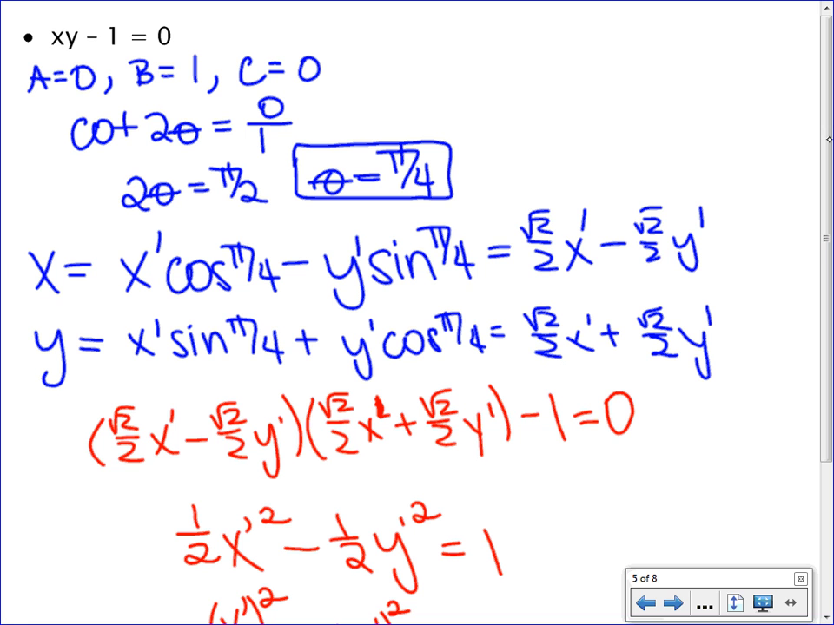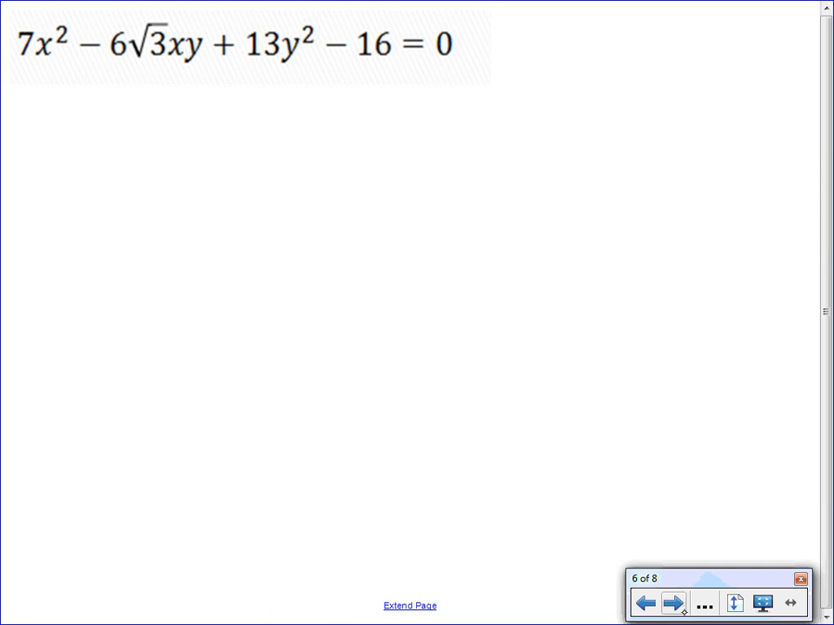Cotangent, that's how we found our angle. Okay. Cotangent of 2 theta, A minus C over B. That's how we found our angle. Then we used our x y substitutions. X prime cosine theta minus y prime sine theta, those two formulas that I gave you. And then we substitute those into x y. Alright? You're going to need a lot of room.